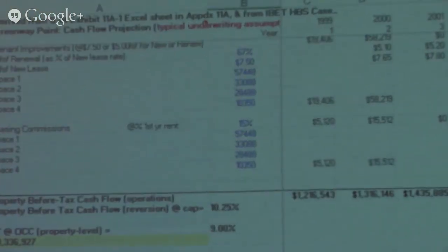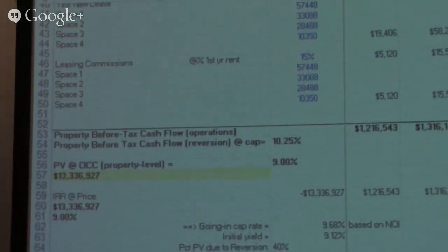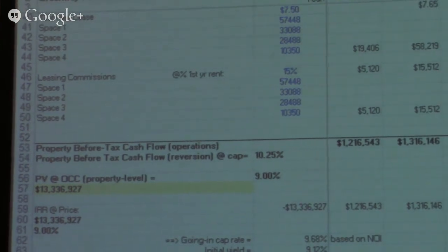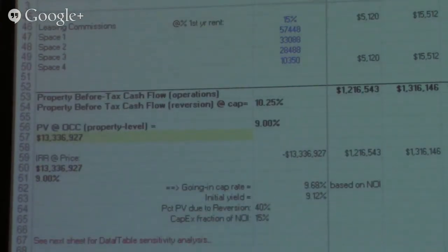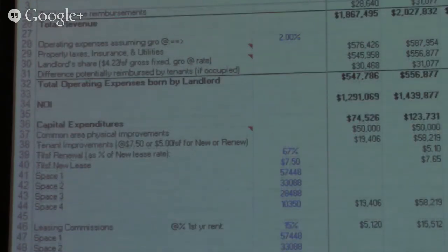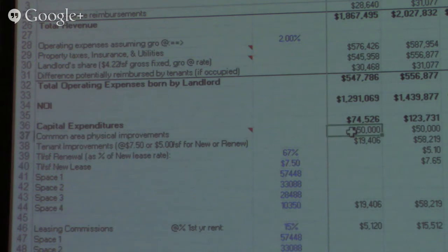This is the way it works, guys. I think we're still a bit low on the CapEx fraction. We're at 15%, we've got the 10 to 20% range there. Let's maybe bump that up from 50,000 to 70,000. Oops.